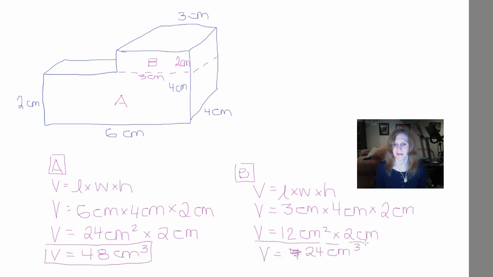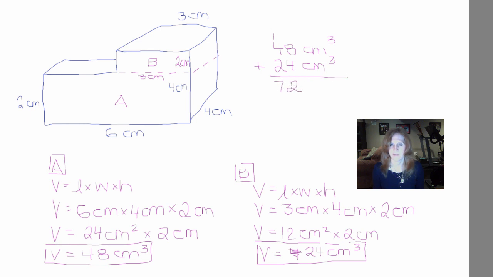24 cubic centimeters. It's kind of funny that I missed the easiest problem I did tonight. And now I'm going to add 48 cubic centimeters and 24 cubic centimeters, and I'm going to get 72 cubic centimeters. So my total volume is 72 cubic centimeters.